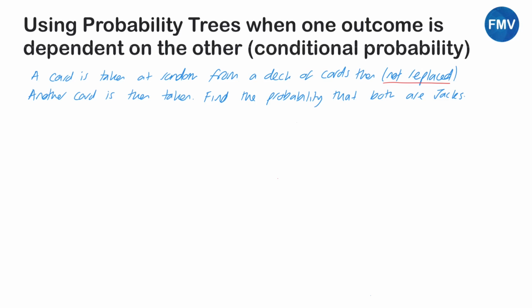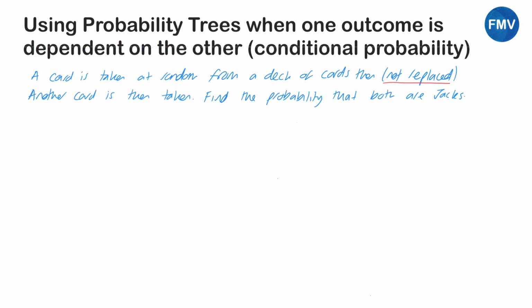So we're going to look at some probability trees where one outcome is dependent upon the other. So if you look at the last one we did, it didn't matter what happened in the first outcome. The second one had the same probability as the first one. So we're looking again at cards. So in this case, a card is taken at random from a deck of cards and then not replaced. In other words, you start with 52 cards, you take a card out, and you're left with 51 cards. After that, another card is taken. Now we need to find the chance or the probability that both are jacks. So we're going to use a probability tree to do this.